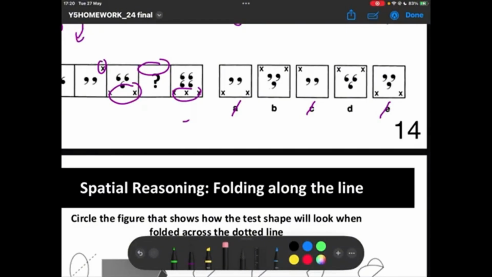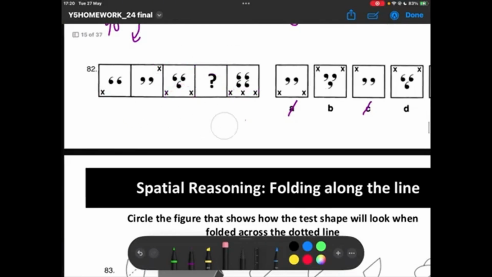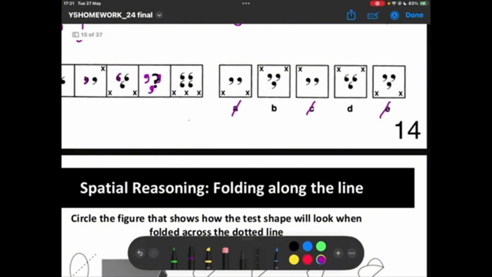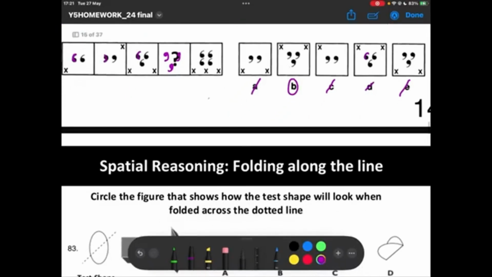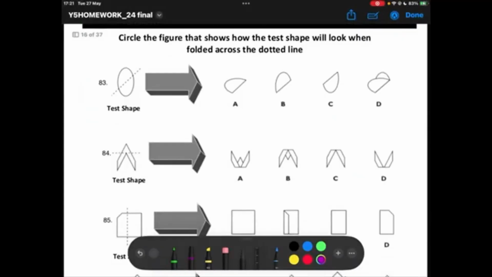Now just the way the speech marks are facing. I'm going to call that upwards, downwards, upwards. So they're going to be downwards here, like that. So the answer is B, not D. It's there, upwards there. Now to the spatial reasoning questions.